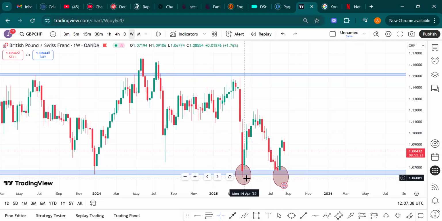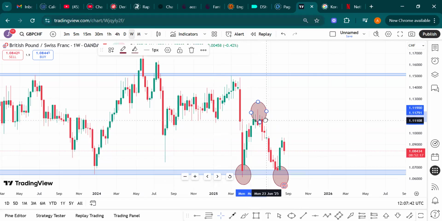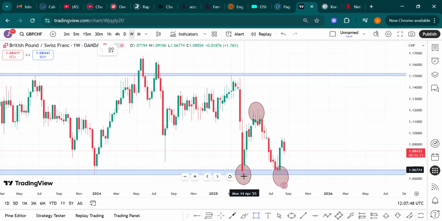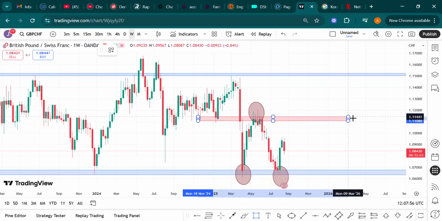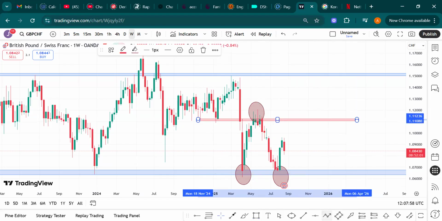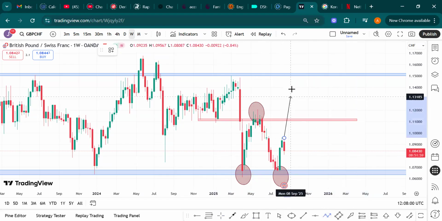And of course, to trade a double bottom, all we need to do mostly is to wait for price to break this neckline. So this is the left bottom, right bottom, and this is the neckline. So normally, all we need to do is to wait for price to take out this neckline, make a retest, and go upwards.